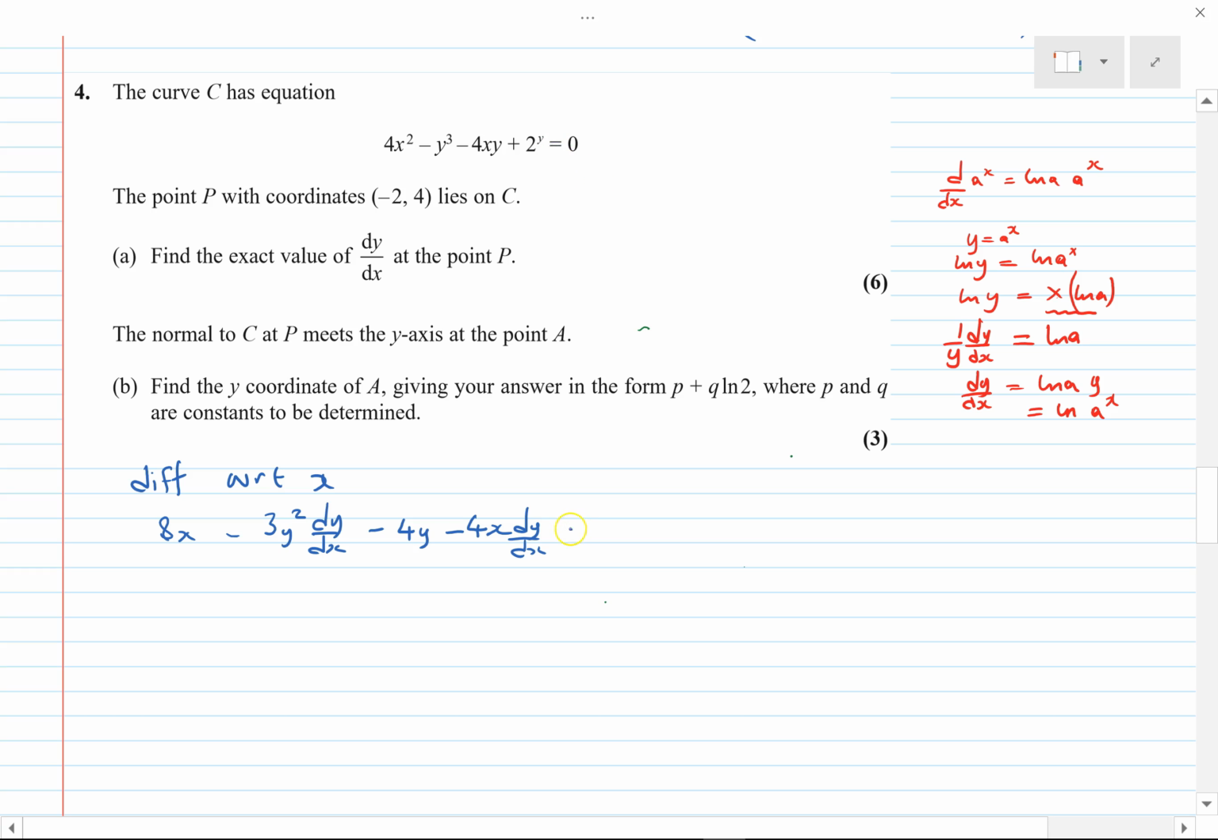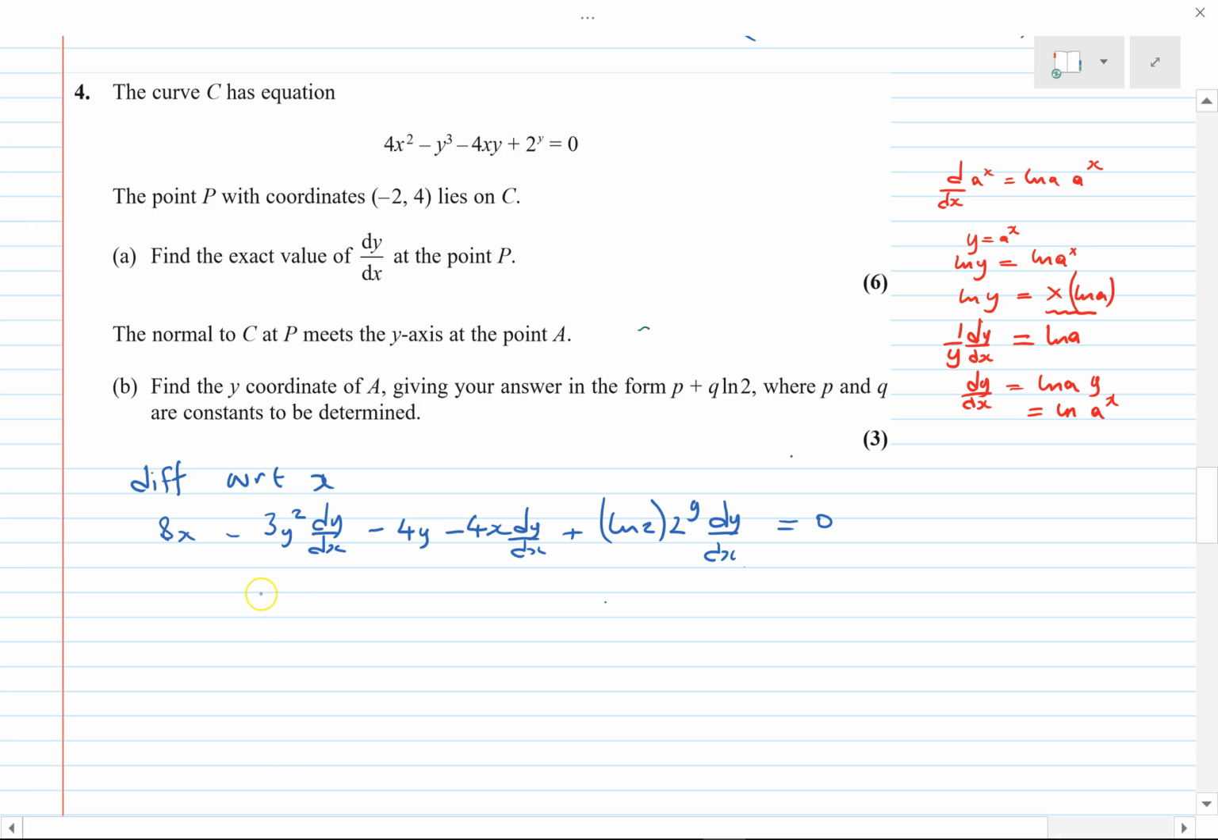And now, as I said, we've got to deal with the 2 to the y, which is why I did that. So differentiating 2 to the y with respect to y would be ln 2 times by 2 to the y. But then we need to differentiate it with respect to x, so we times by the dy by dx. So we've used that result basically. And then times by dy by dx because we're differentiating with respect to y. And that equals to 0.